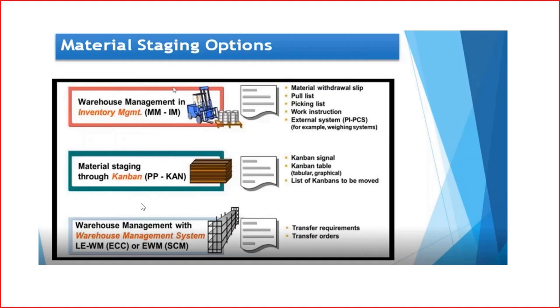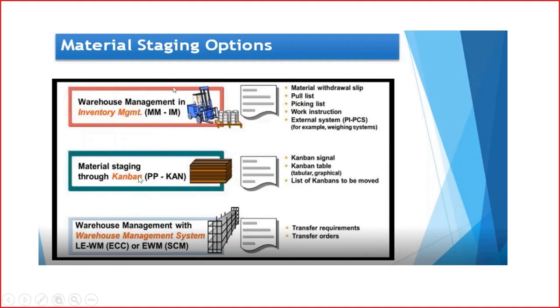In our training, we are going to discuss the first two, because we are not going to discuss WM. WM related functionalities we are not going to discuss, but I will show where the configuration will be, and based on that configuration, how the system performs when a material is WM managed. If a raw material is WM managed, then what are the relevant settings through which the system understands and needs to issue the particular material from a warehouse managed storage location. But the first two we will discuss.